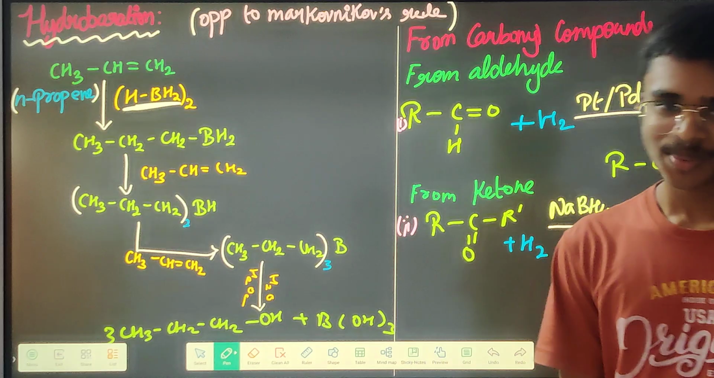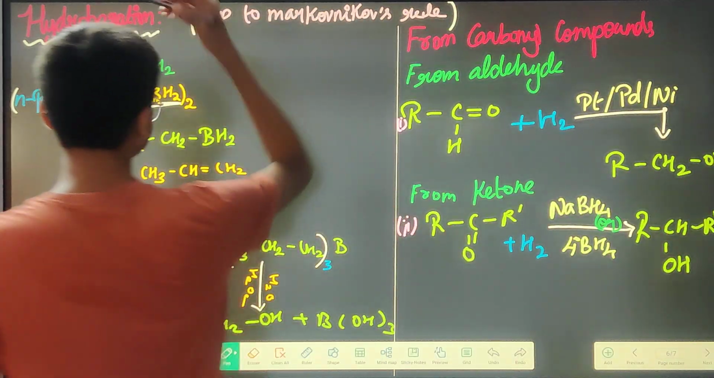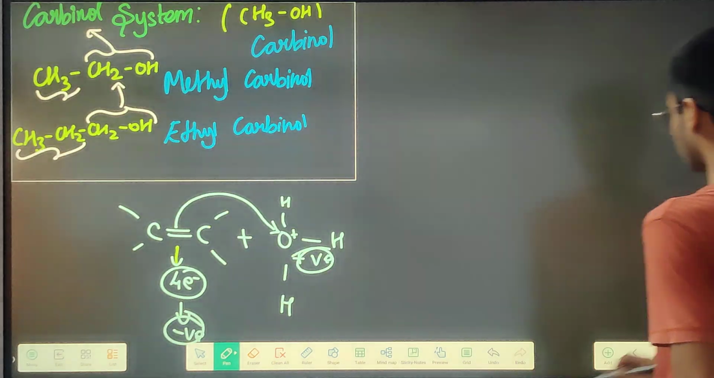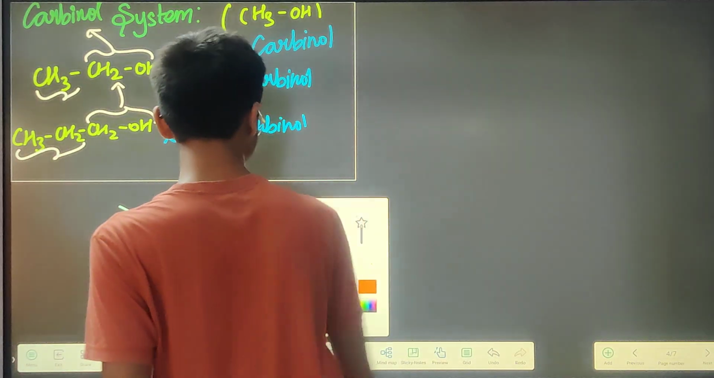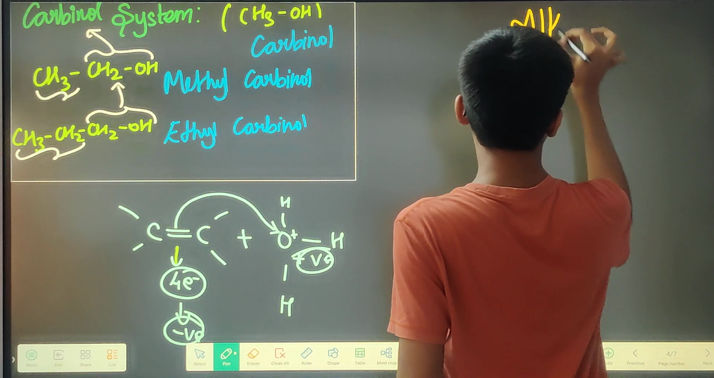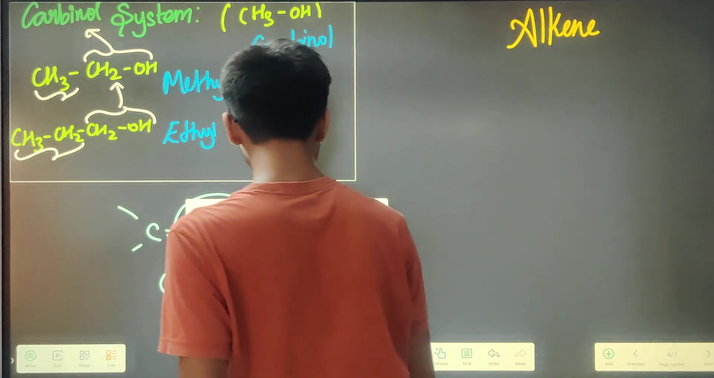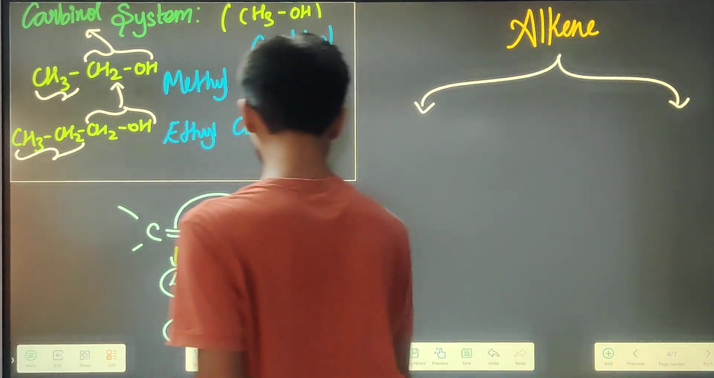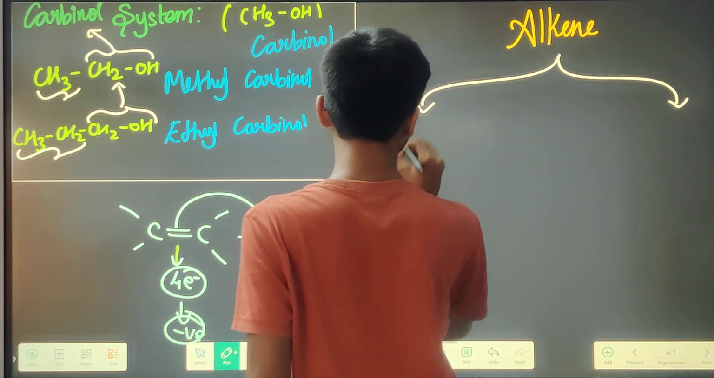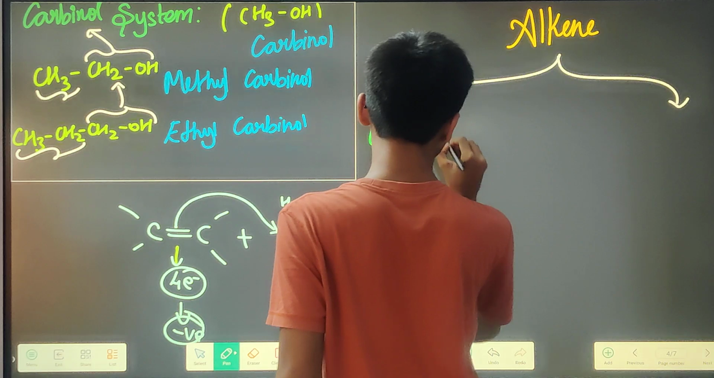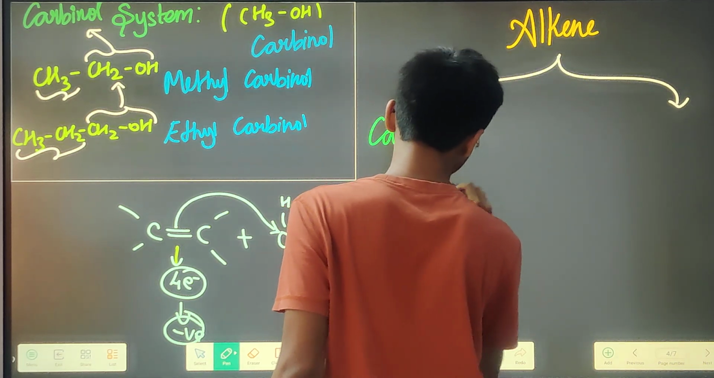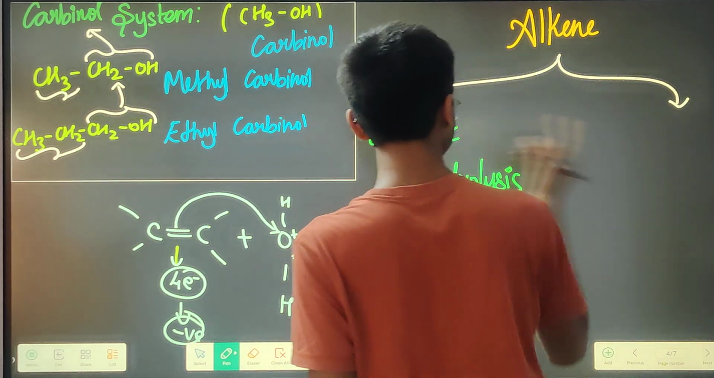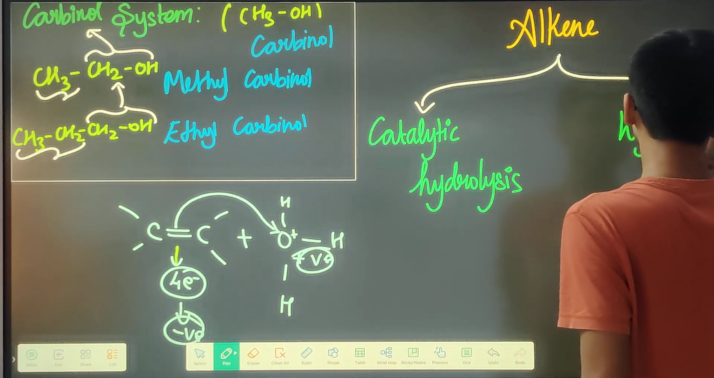Very simple, very easy peasy lemon squeezy thing. Till now, just remember this: you have an alkene. From this alkene, if you want to prepare an alcohol, there are totally two different methods. One is catalytic hydrolysis, and the second one is hydroboration.